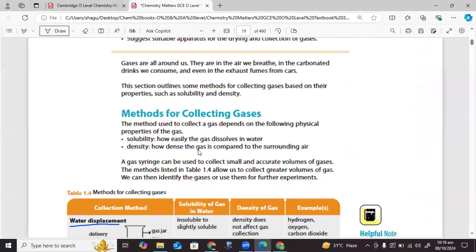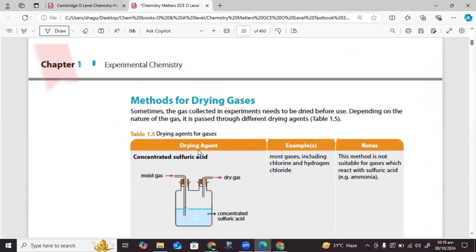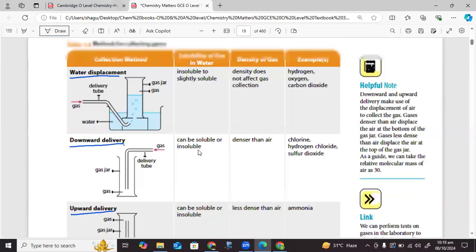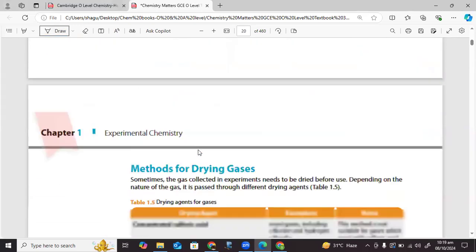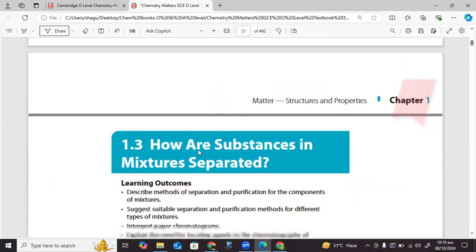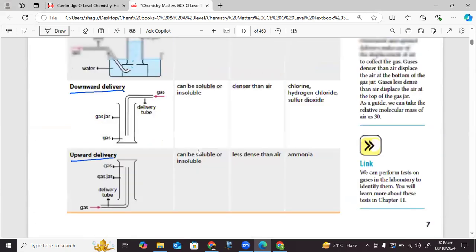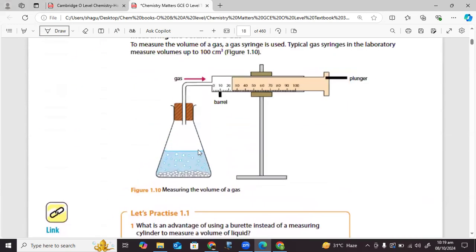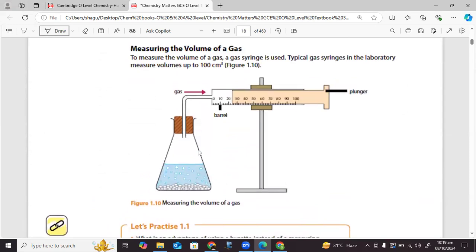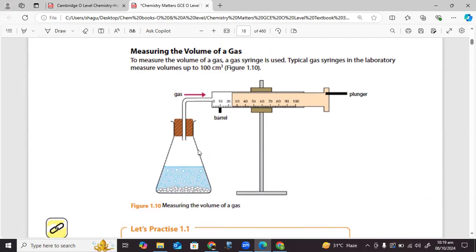There is another way by which the gas can be collected: by using a gas syringe. This diagram shows the collection of gas using a gas syringe. For example, a gas is produced by a reaction, and then we attach a delivery tube. We need a bung over there so that the gas won't escape into the atmosphere, and then it is connected through this gas syringe.